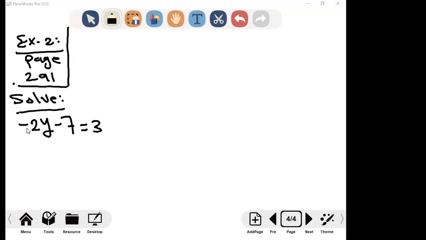So get rid of the connected number to the other side. It will be negative 2y equals 3 plus.